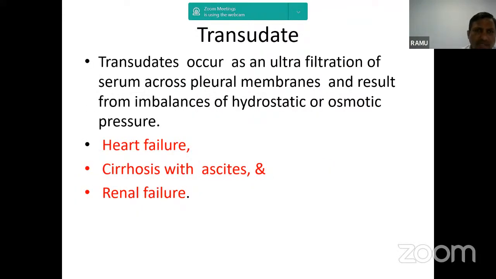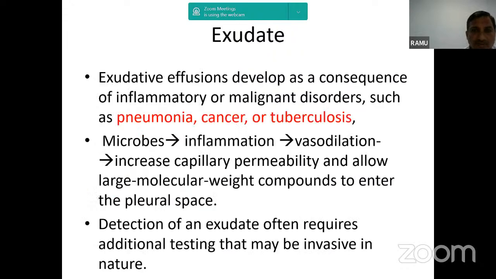Coming to transudate, I am telling about the pathophysiology. It occurs as an ultrafiltration of serum across the pleural membrane, resulting from an imbalance of hydrostatic or osmotic pressure, like increased hydrostatic pressure and decreased oncotic pressure. This leads to a fluid shift from the interstitium into the pleural space, and it leads to effusion. Normally, transudates are seen in heart failure, cirrhosis of liver with ascites, renal failure, and nephrotic syndrome.